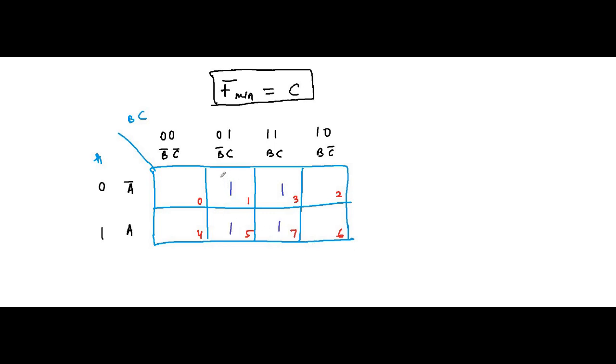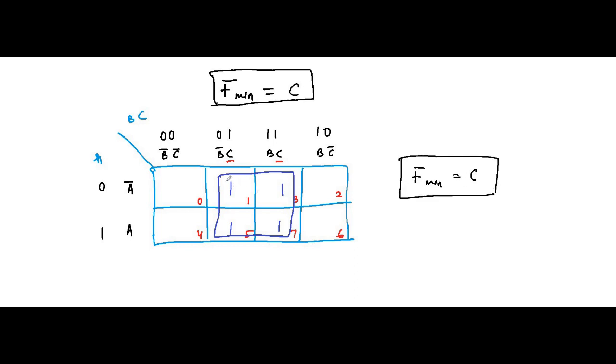So if you see here, we can form a quad. Okay, this is a quad. We have to identify the common variables in this quad from both the horizontal and vertical cells. Here there is nothing common. Here it is A bar, here it is A. Nothing common in the horizontal side. In the vertical side, we have this C common. B bar, B, only C is common. So the minimized Boolean expression is C. So we have confirmed it through K-map.